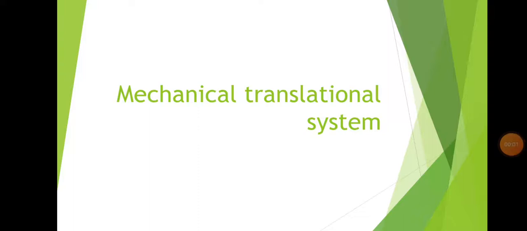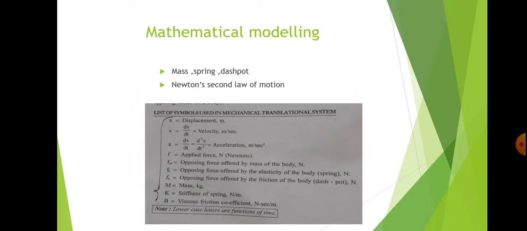Morning everybody. Today we will discuss mechanical translational systems, and we are going to discuss the mathematical modeling of the mechanical translational system. We have studied in the previous classes that mathematical modeling consists of representing a system with differential equations, and the model of a mechanical translational system can be obtained by using three basic elements. These basic elements are mass, spring and dashpot.